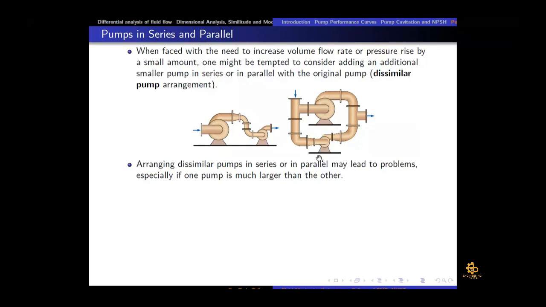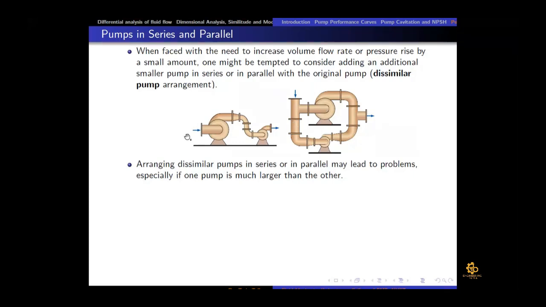So we need to have 25 gallons per minute. It means that we need to install a smaller pump in parallel so that we can have a little bit more volume flow rate. But there are some drawbacks or limitations of having a pump of different capacity.